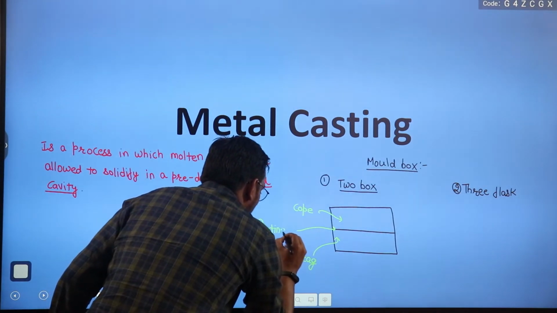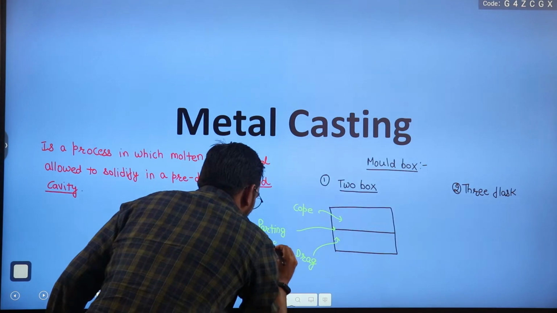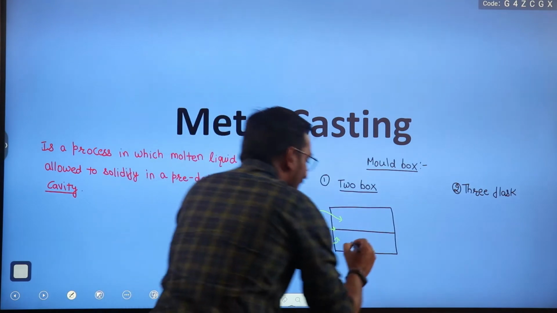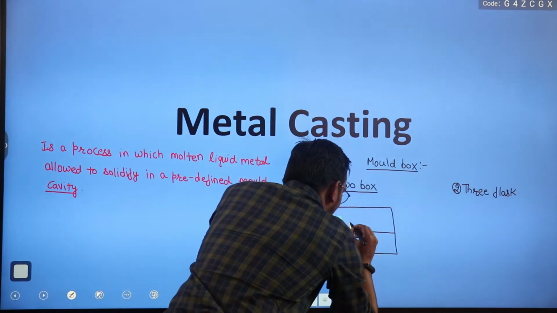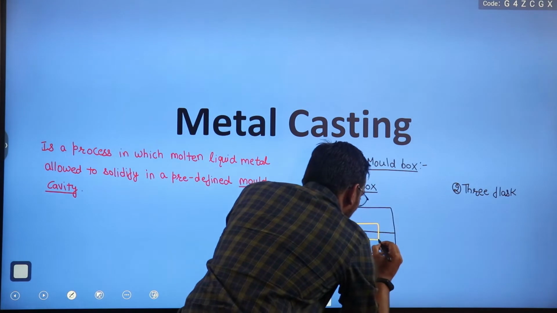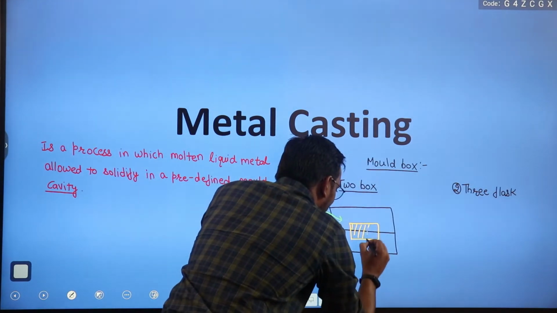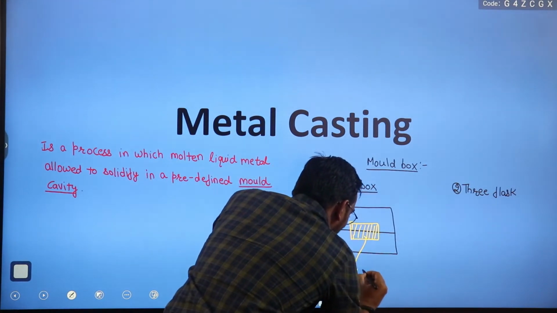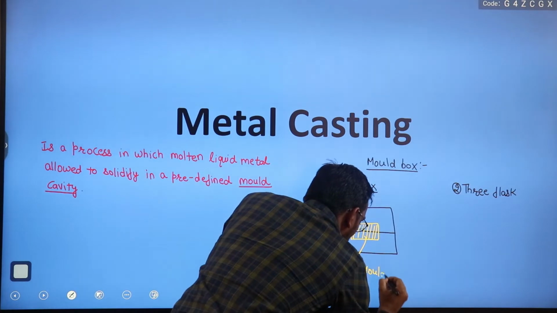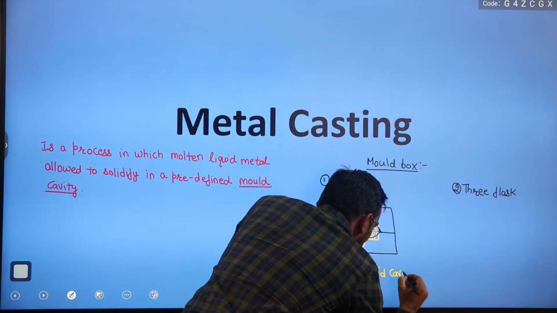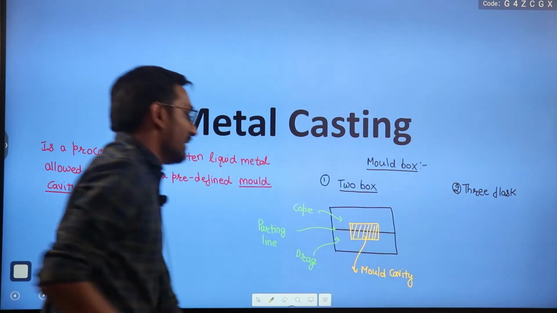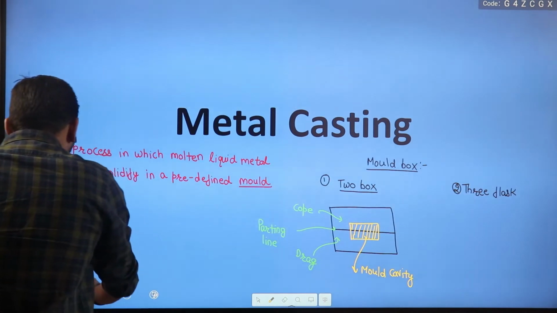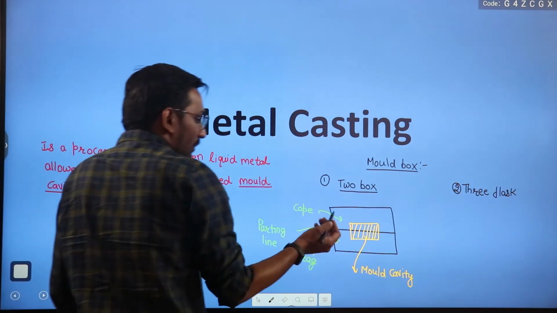This line is known as parting line. And suppose the mold cavity is something like this. If I make a mold cavity, suppose a mold cavity is here like this. This is the mold cavity in which we will fill the molten liquid metal, and this cope and drag will be made with some molding sand.